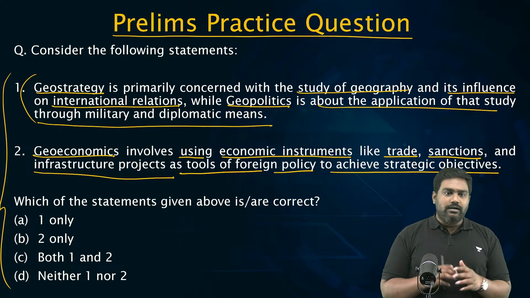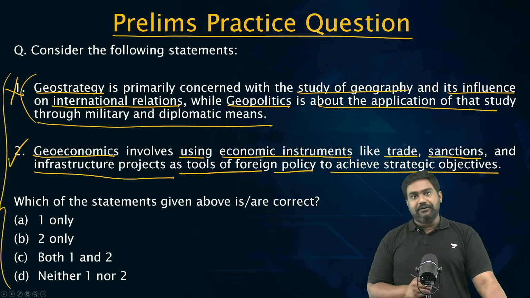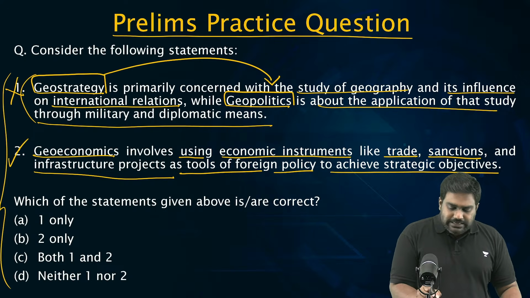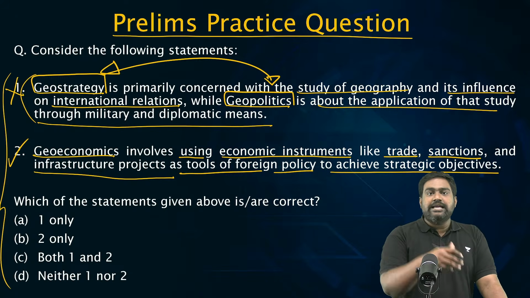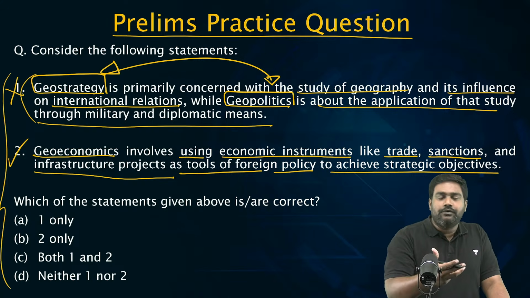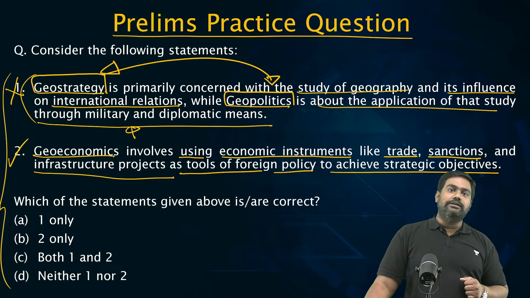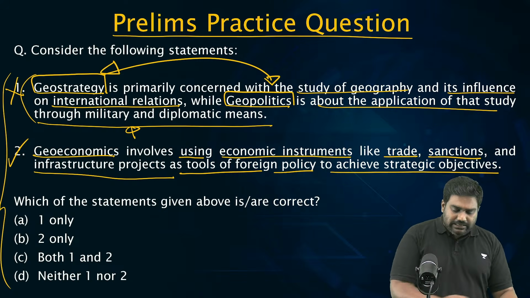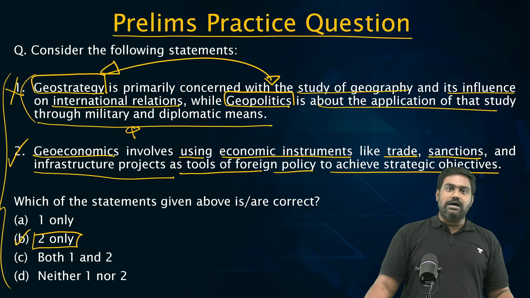Very good. Tejaswini, Karan have already given the right answer. Very good. Statement 1 is wrong. Statement 2 is correct. Why? Because in statement 1, geostrategy and geopolitics have been interchanged. Geopolitics is the study of geography and its influence on international relations. That's not geostrategy. Geostrategy is about application of your geopolitical knowledge through military and diplomatic means to overcome your geographical hurdles. So this has been interchanged. That's why it is wrong. Clear? Geoeconomics is correctly defined. So the second statement is right. 2 only. Option B becomes the correct answer.